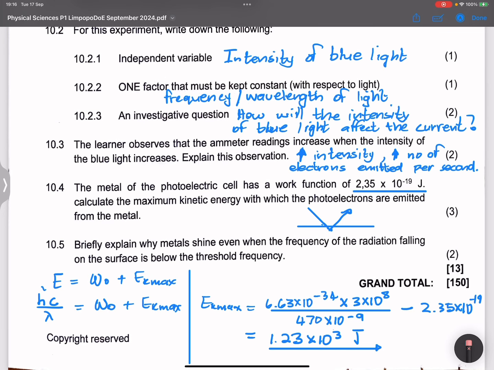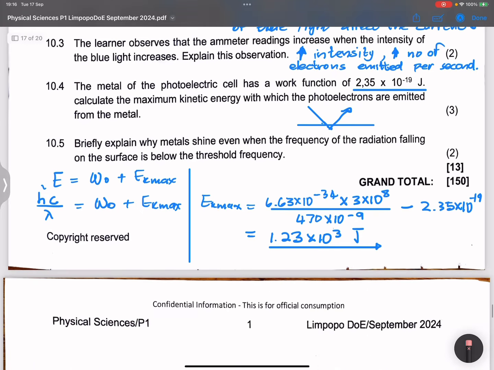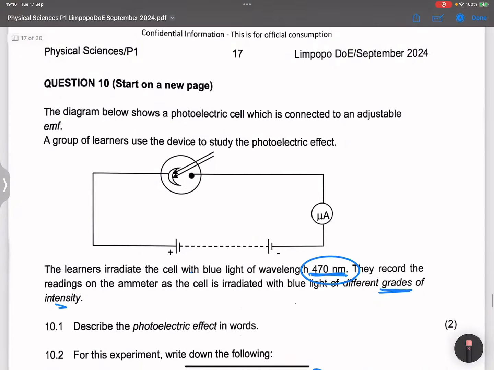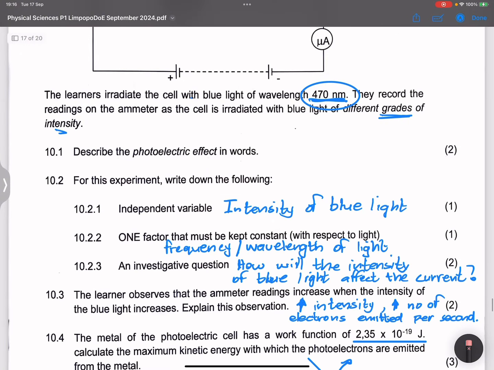All right, guys, we come to the end of this question paper. Really one of the best creme de la creme question papers.